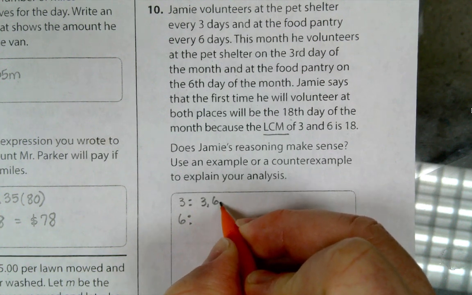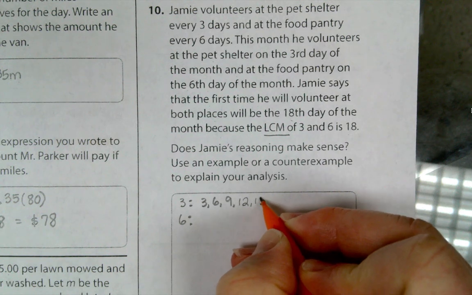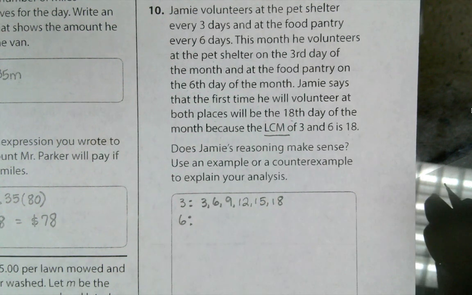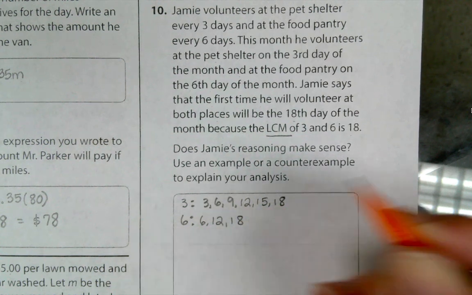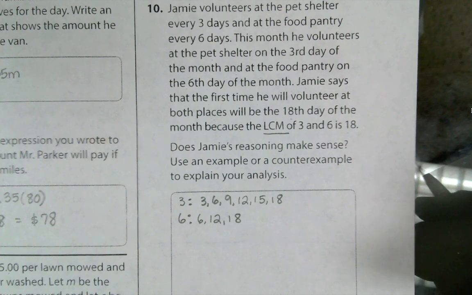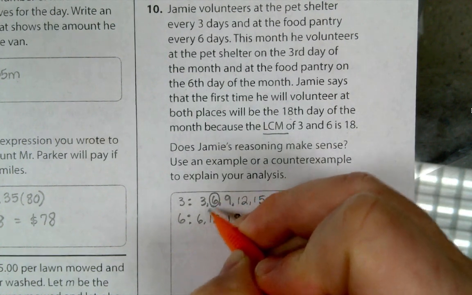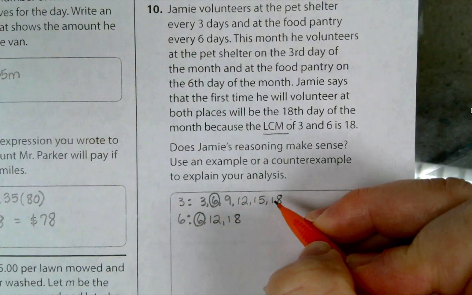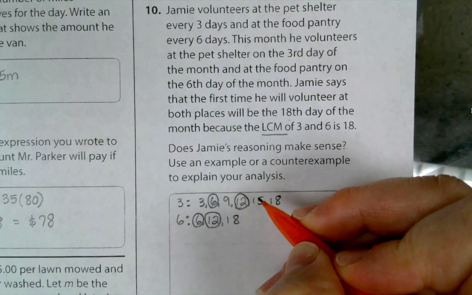3, 6, 9, 12, 15, 18. Let's look at 6. 6, 12, 18. I'm going to stop there because they're referring to the 18th day of the month. Now, if I'm going to circle common multiples, I'm going to circle 6, 12, and 18.